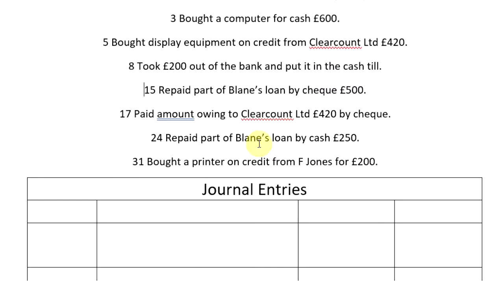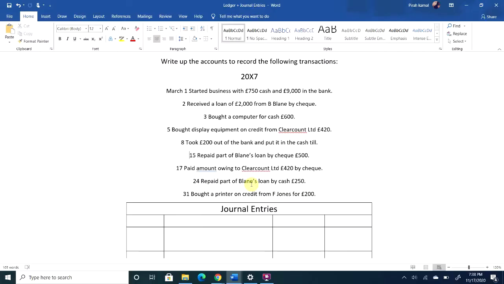2017. Over here, I have made a mistake. You should write this 2017 with the heading of journal entries. I haven't written it. It's my mistake. Alright. Now let's start with transaction number 1.